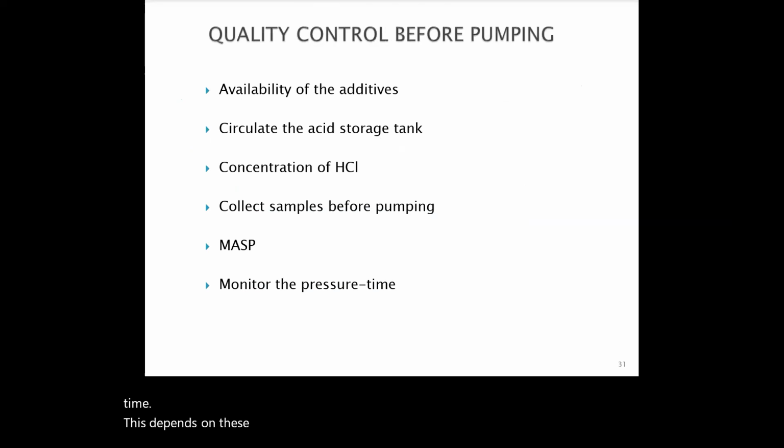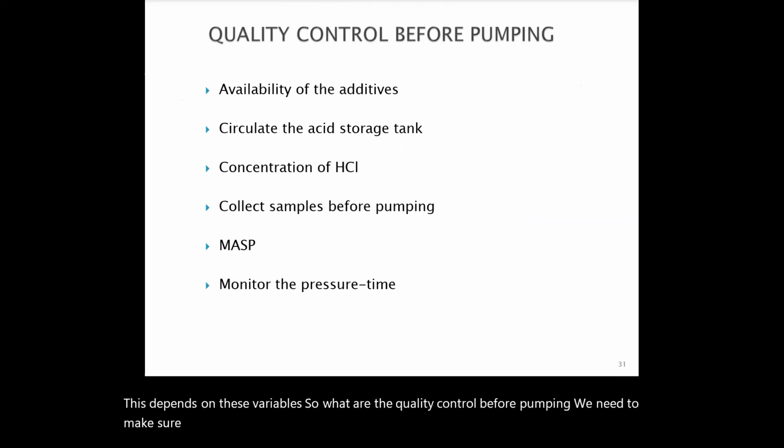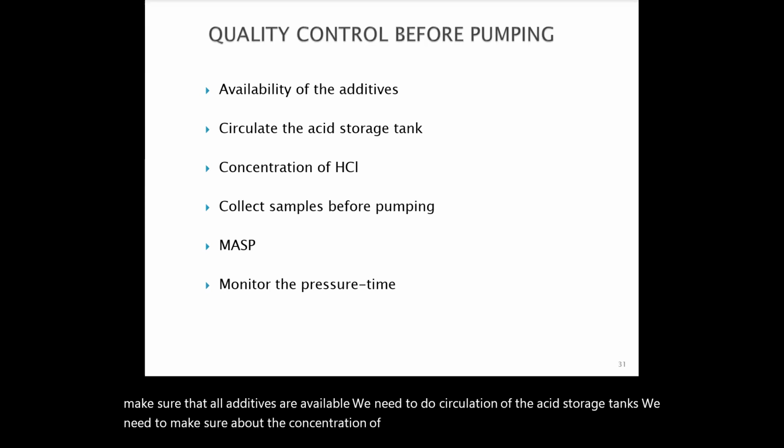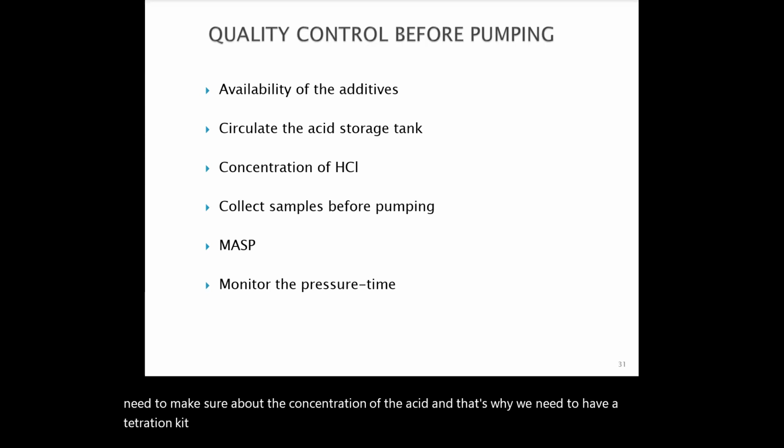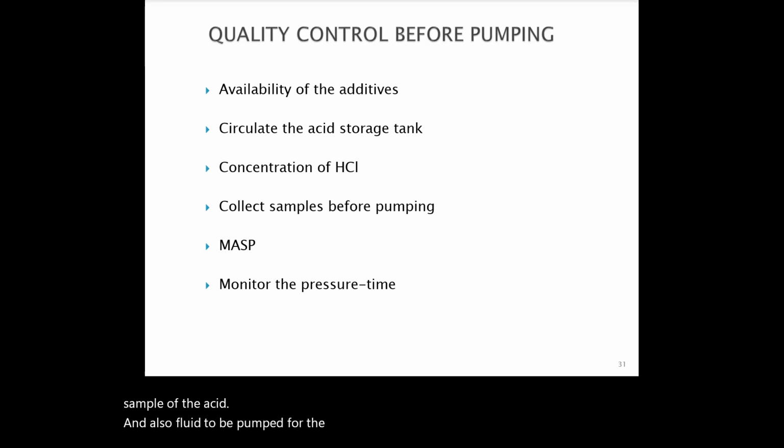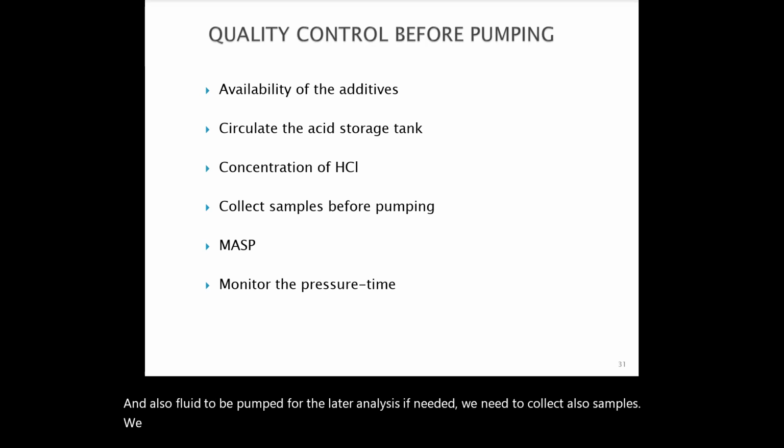So what is the quality control before pumping? We need to make sure that all additives are available. We need to circulate the acid in the storage tanks. We need to make sure about the concentration of the acid. That's why we need a titration kit, to make sure that the acid concentration is correct. We need to take samples of the acid and also the fluid to be pumped for later analysis if needed. We need to collect samples, and we need to know the mass.